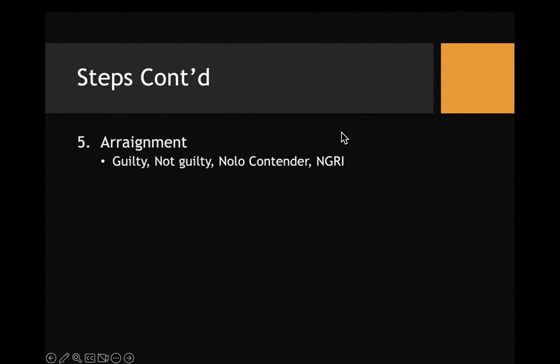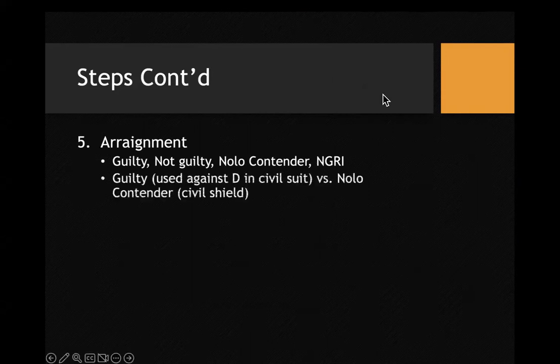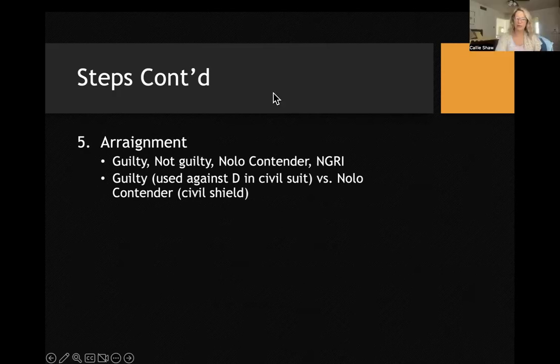Now, at the arraignment, this is where the defendant pleads guilty, not guilty, nolo contendere, or not guilty by reason of insanity. So guilty is usually used against the defendant in a civil suit, meaning if you plead guilty in a criminal trial, they can sue you again in civil court. It's not considered double jeopardy because there's not a danger of you going to prison or jail in a civil case. It's just a money fine, right?